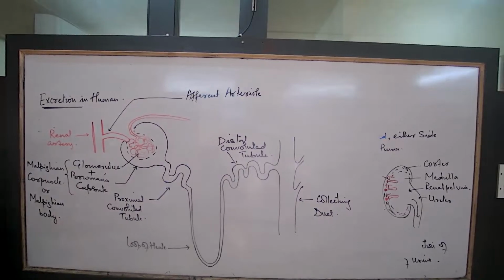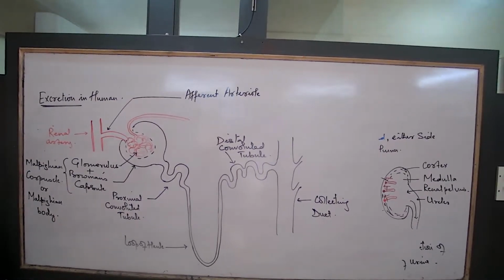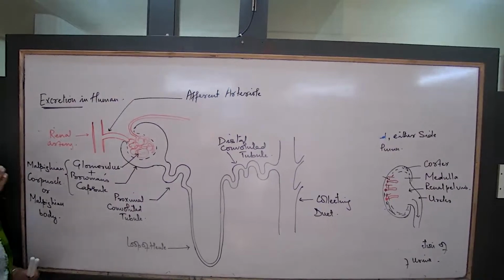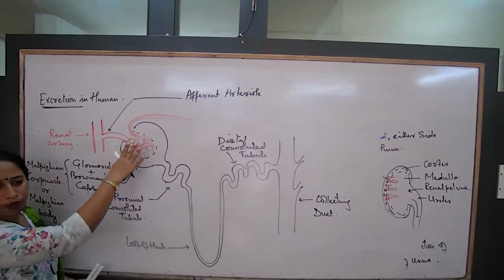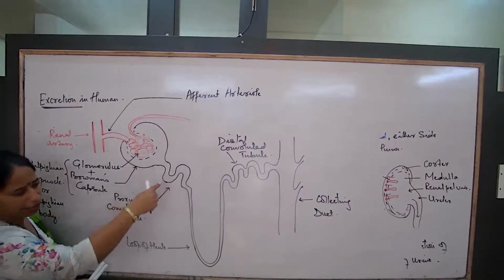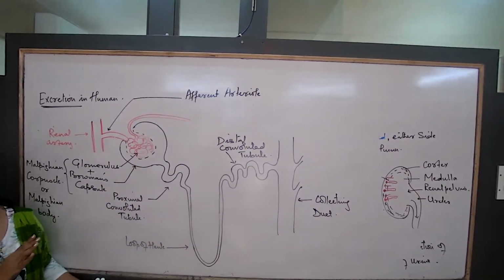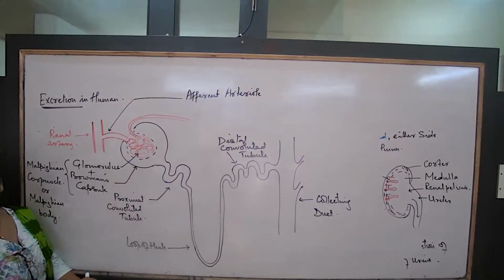This is the proximal, this is the loop of Henle, and this is the distal. Distal means distant, apart from the Malpighian corpuscle. So that's the word distal. So proximal, distal, and between them a very long U-shaped tube known as the loop of Henle. Correct? And lastly, we talk about the collecting duct.